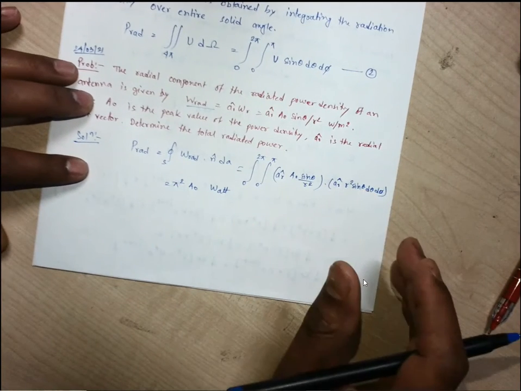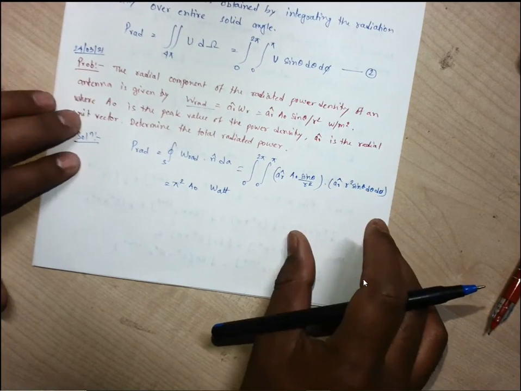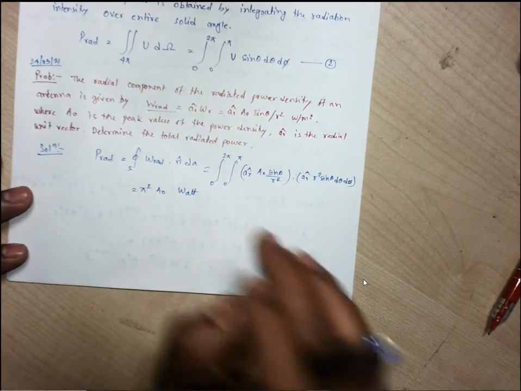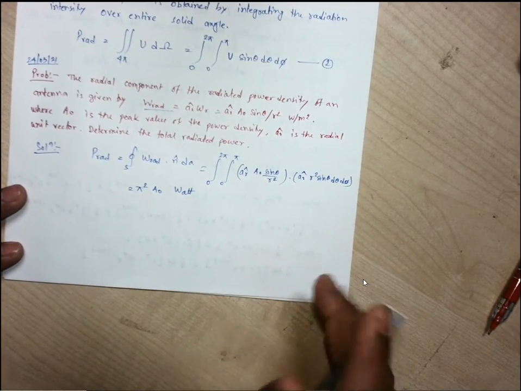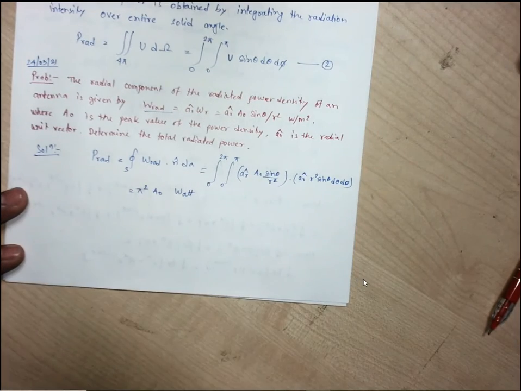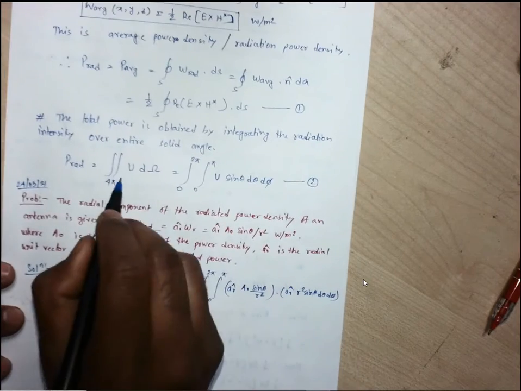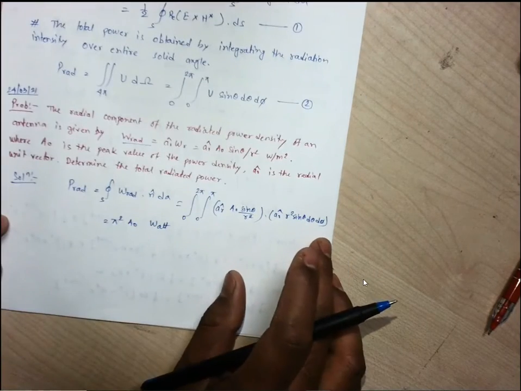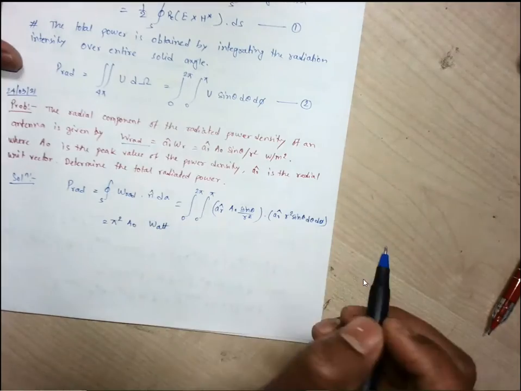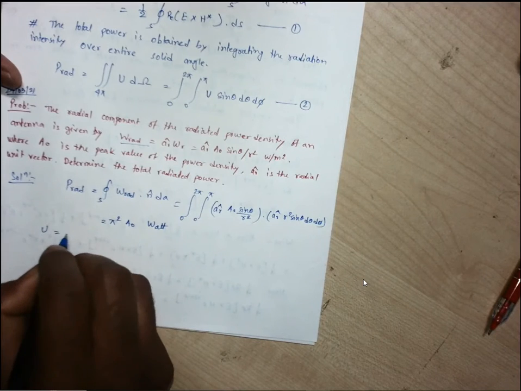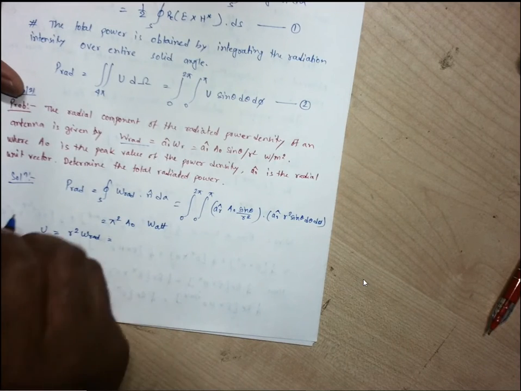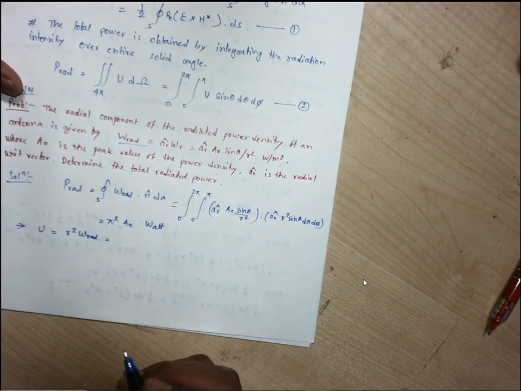Okay, so we need to find the total power radiated. This is one way to find it. Here W rad is given, that is, the radiation power density is given, so we can use this formula directly. If the radiation intensity is given, then also we can find it. Here radiation intensity is not given, but we can find it by using the formula U equals R square into W rad. So this is another way of solving this problem.